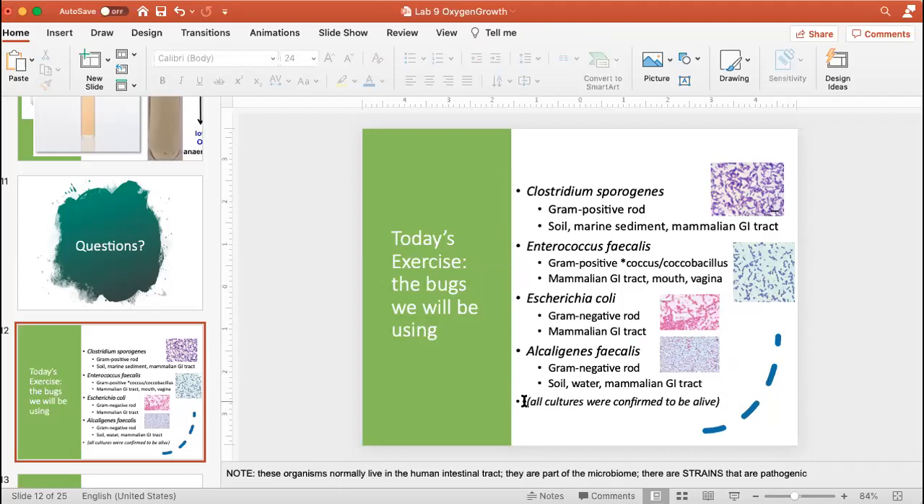Now, before we started the experiment, I'll let you know that I confirmed that all of the cultures were alive and able to grow. So just like we saw last week, what I did was I grew these organisms in lab to make sure that they were alive and able to grow. So we knew right at the beginning, at least, that we had healthy growing cells to work with.